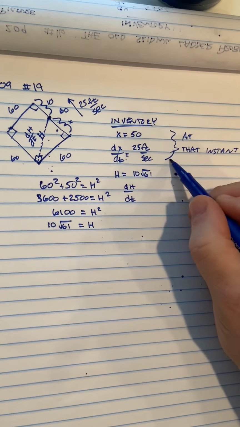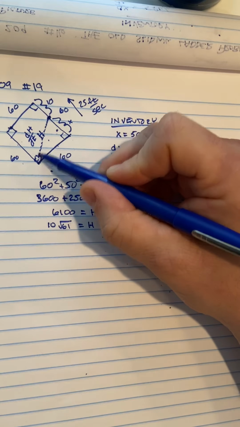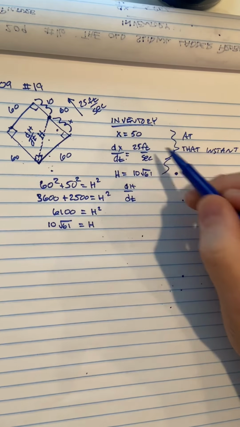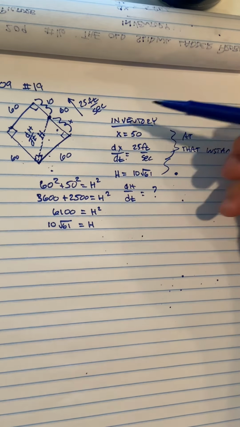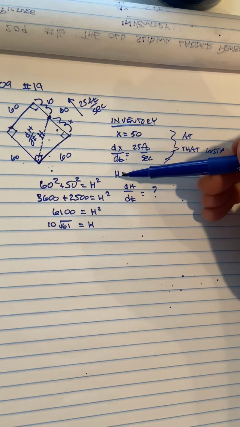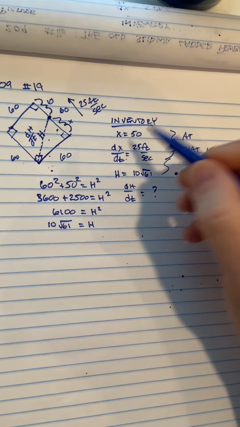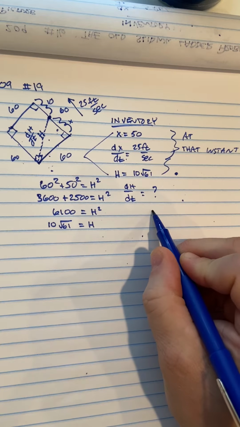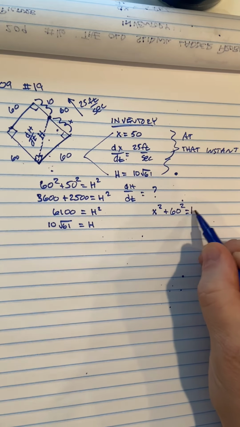Now you got to remember that the x value is changing, just not at that instant. The h value is changing, just not at that instant. So at those instant ones, we have to keep those fixed for later in the problem. Let's write down an equation that has the variables x, h, dx dt, and dh dt. So first, to do that, we need a formula that has x and h's in it. That is the Pythagorean theorem. x squared plus the constant 60 squared is h squared.